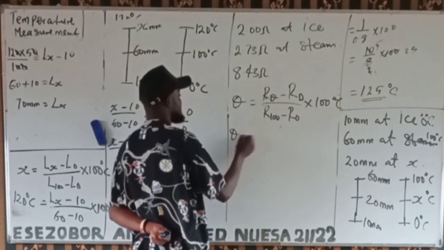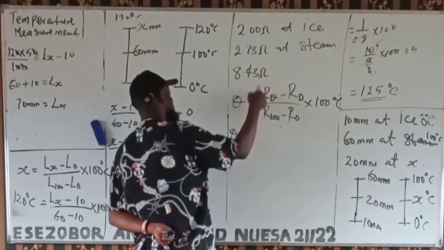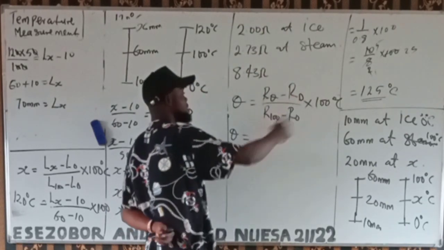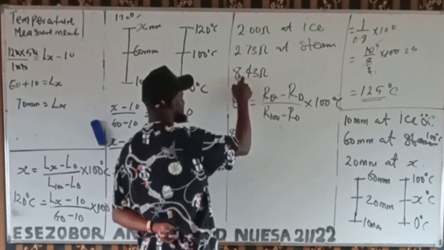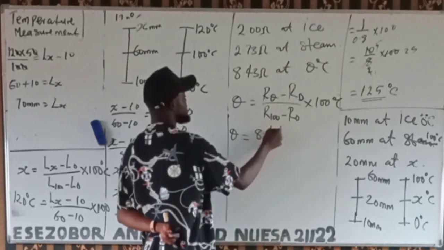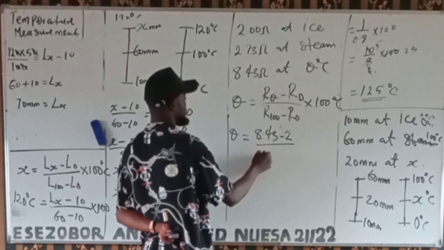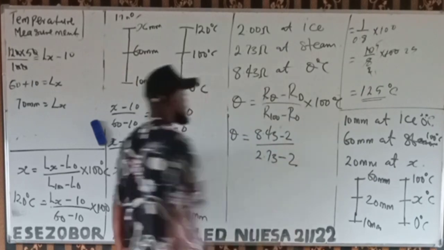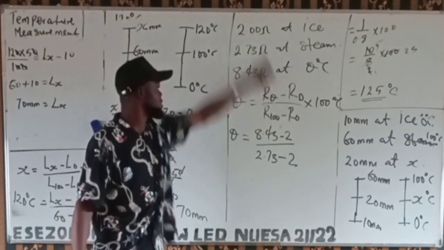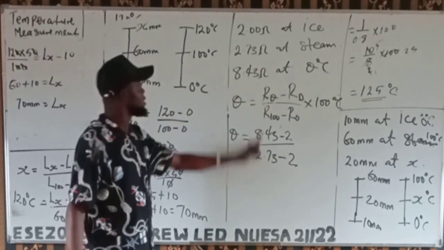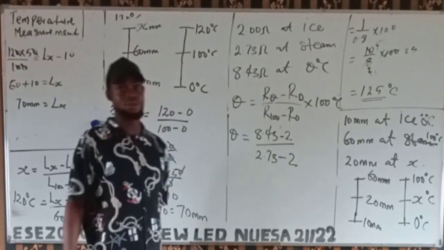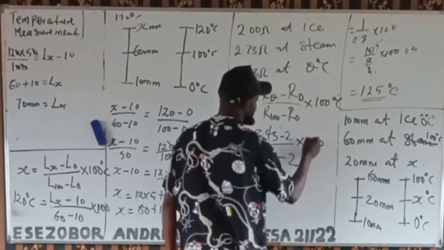So let's just compute the values. What is the resistance at theta? The resistance at the unknown temperature is this. Resistance at steam point is this. Resistance at ice point is this. 0 degrees Celsius is ice point, and 100 degrees Celsius is steam point. So we're going to have 8.43 minus 2, all over 2.73 minus 2, because the resistance at 0 degrees Celsius, which is at our ice point, is 2.00. Then the resistance at 100 degrees Celsius, which is steam point, is 2.73, minus the resistance at 0 degrees Celsius, which is 2, times 100 degrees Celsius.